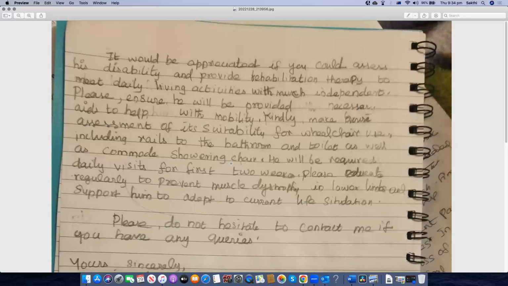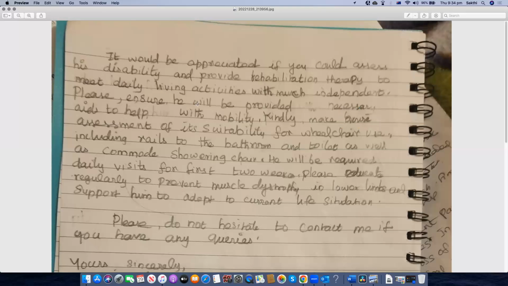comfort showering chair." Okay, I think the problem is here she didn't use the sentences clearly, so I'm not quite happy with this. So, "kindly make house assessment." Yeah, it's going to be "house assessment of its suitability for wheelchair use, including rails to the bathroom and toilet, as well as comfort showering chair." Okay, good. So there are some issues in conveying the information.